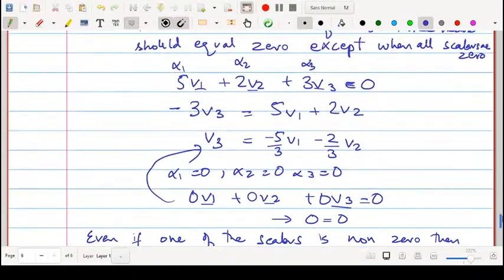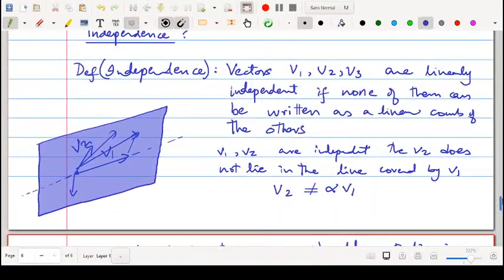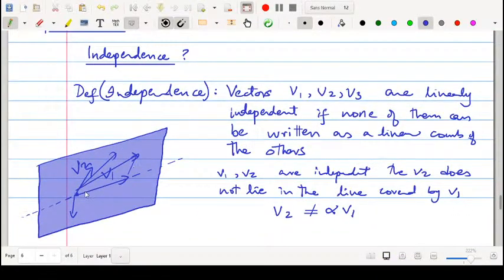So even in this case, they are not independent, right? Let me just recap what I was saying. I was saying that I want them to be independent. I want them to be outside each other's spaces. So when I made the space for v, I wanted v2 to be outside that line. So I didn't want v2 to be equal to some alpha times v1.